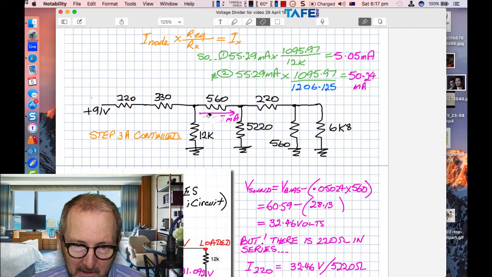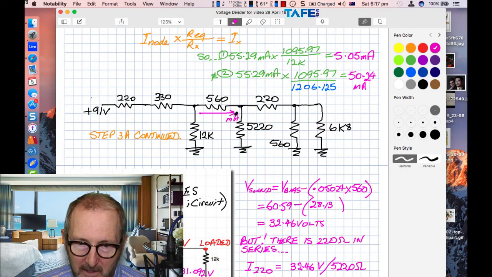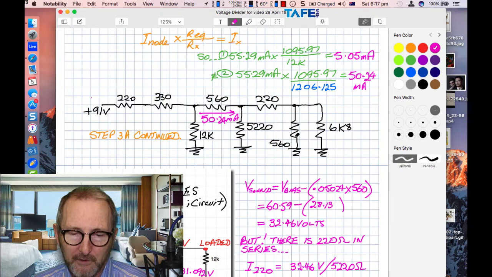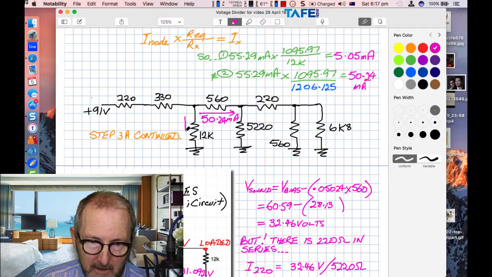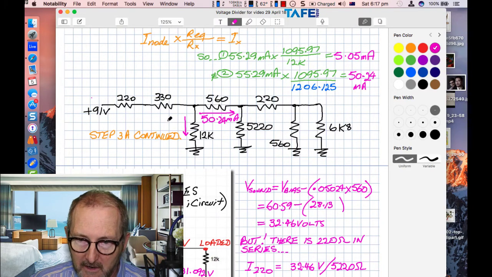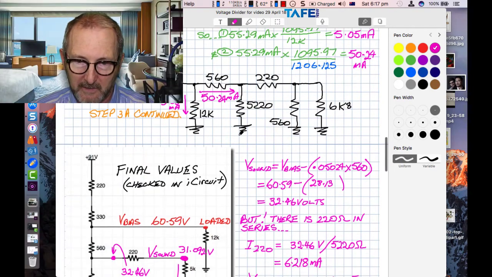50.24 milliamps. Silly boy, 50.24 milliamps. 50.24 milliamps, that's better. And the 5 milliamps is going down through that other critter there. 5.05 milliamps there. Okay, all right, that's looking better.